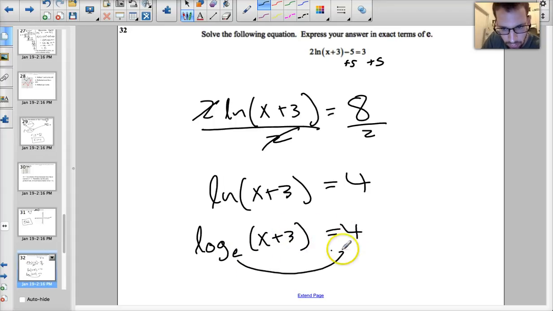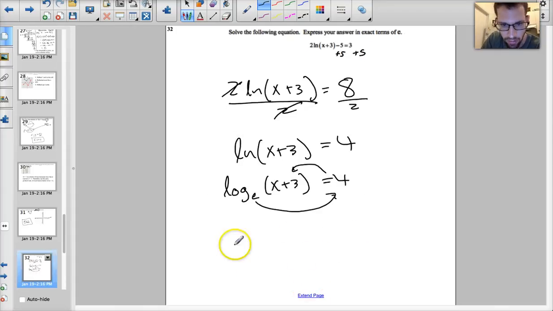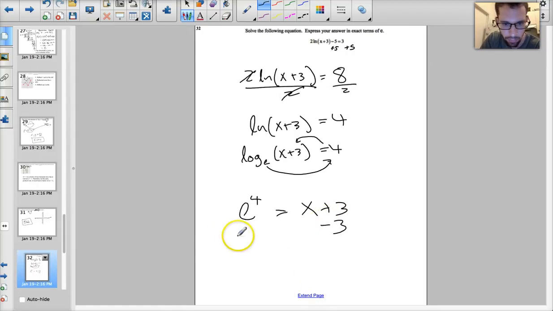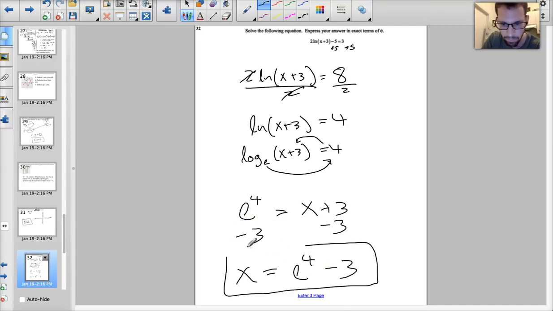And I'm going to do the circle of log to rearrange this. So I get e to the 4th power equals x plus 3. I'm going to subtract 3 from both sides to get x by itself, and I get x equals e to the 4th minus 3. Final answer in terms of e.